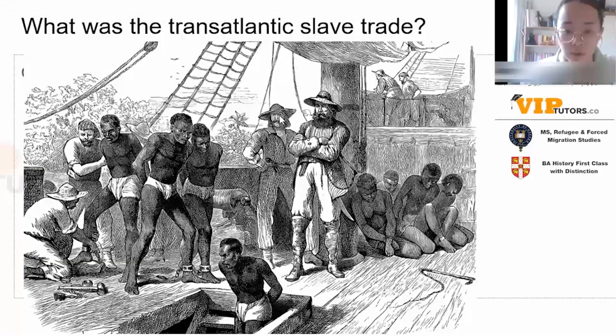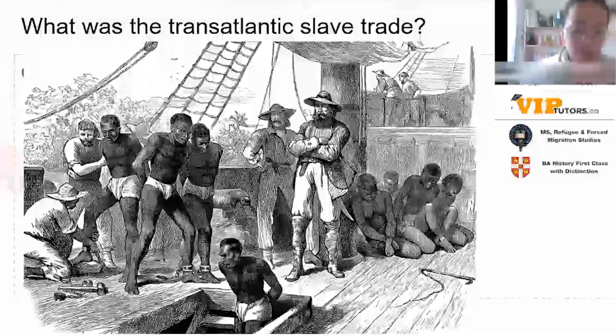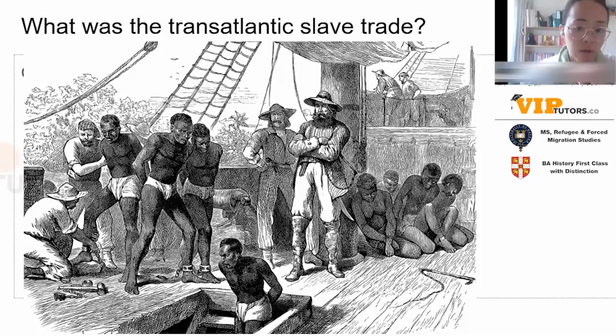So it seems like the person in the middle of the source is observing what's happening, and the people here are being led in the line. You can also see the fact that they're being captured, the manacles around them as well. They're being captured here, then being taken down to the bottom of the ship. And you can tell probably from the trees in the background that this is happening off the coast of Africa as well.